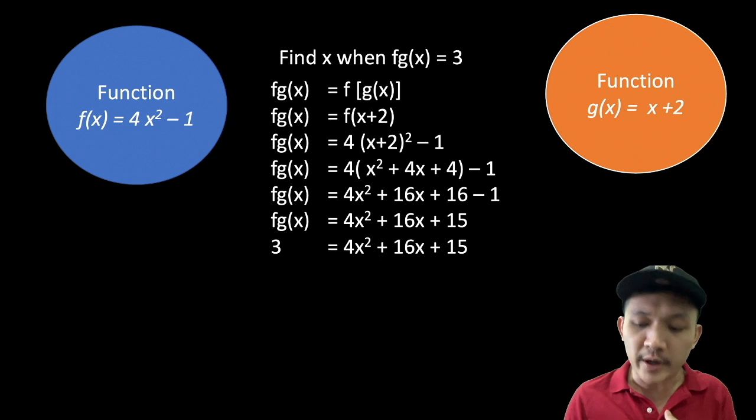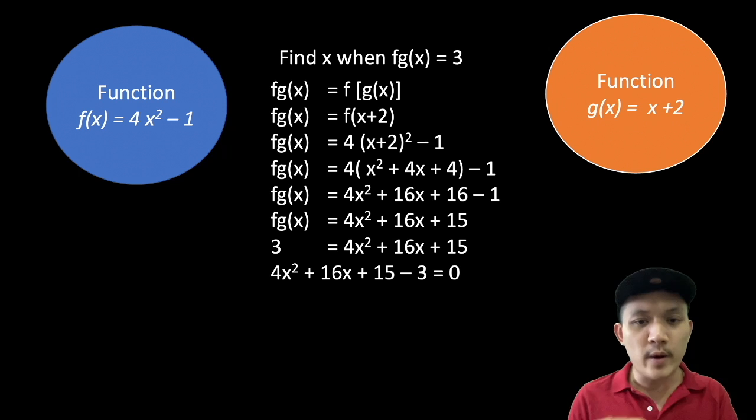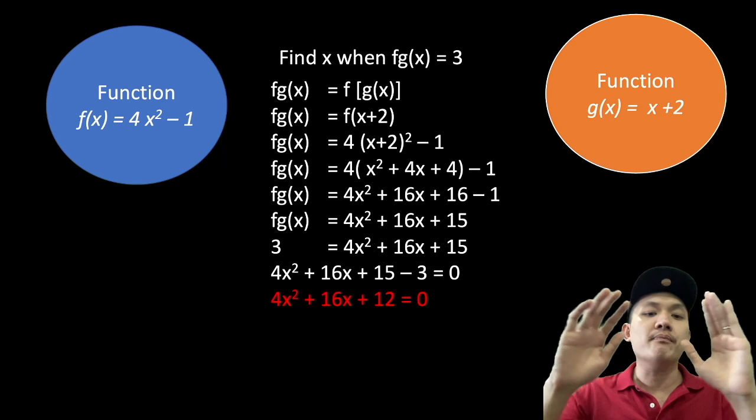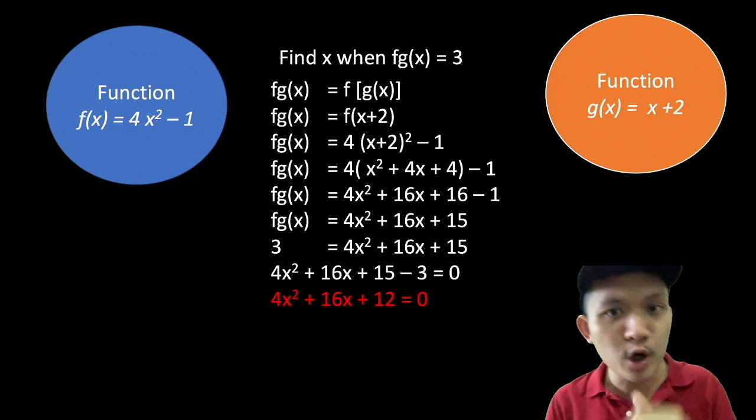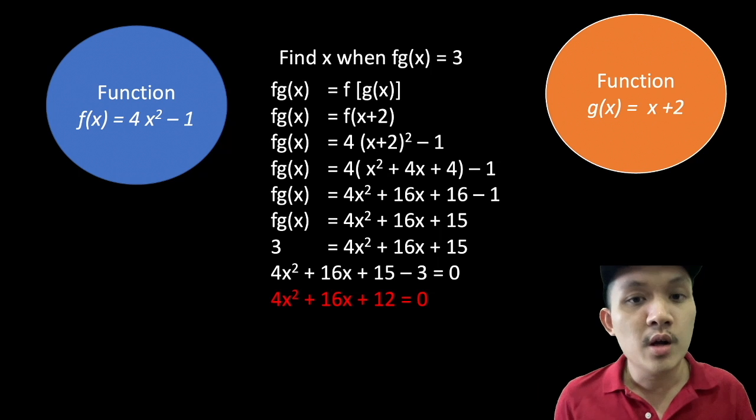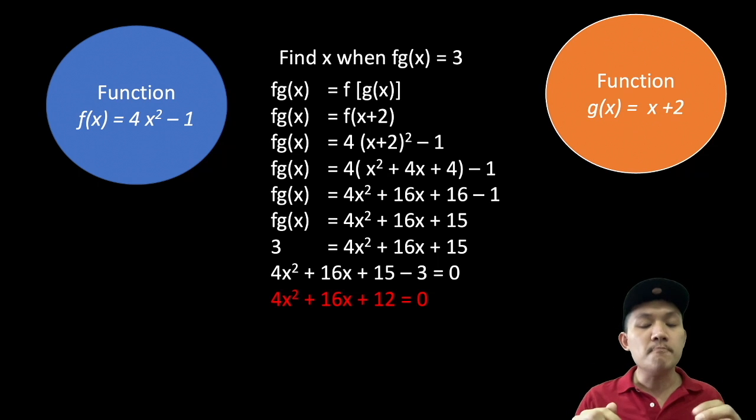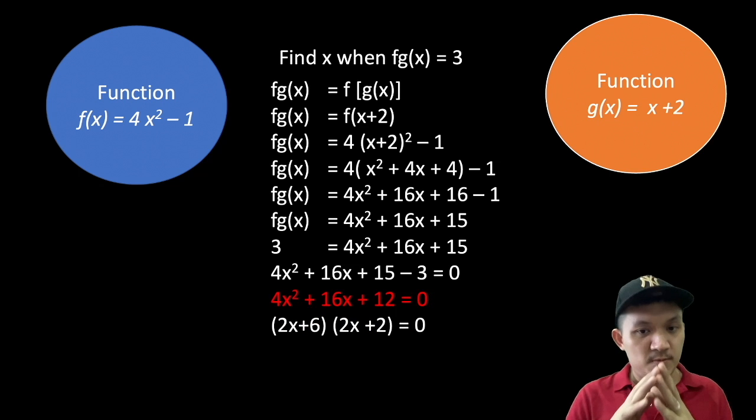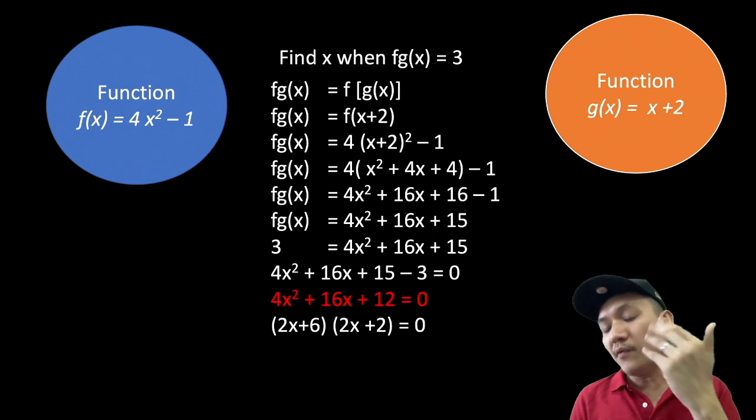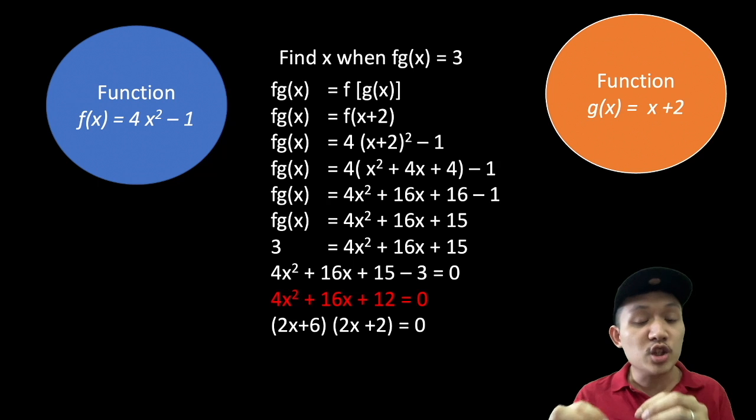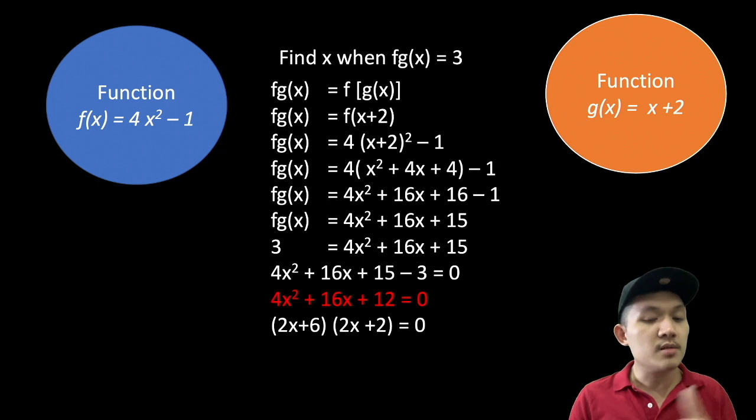Run a little bit of algebraic operations over here. We have 4x squared plus 16x plus 15 minus 3 equals to 0, and thus in the end we have this. But have we got to the conclusion of what x is yet? No. We ran an expansion just now, so now we need to run the factorization. Split it up. For this factorization, I'll share a link in the comment section below, so you can have a look at how to do it from other teachers.